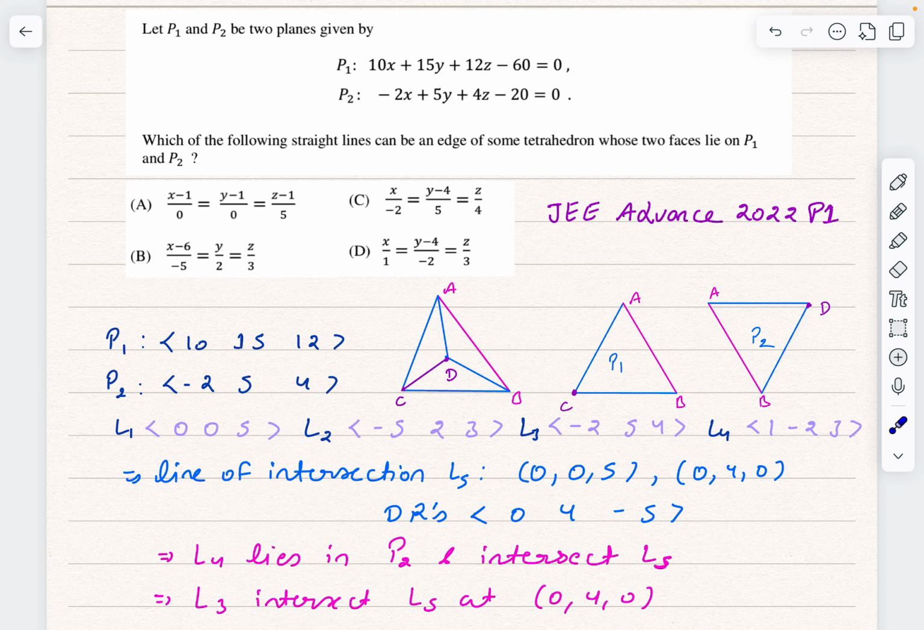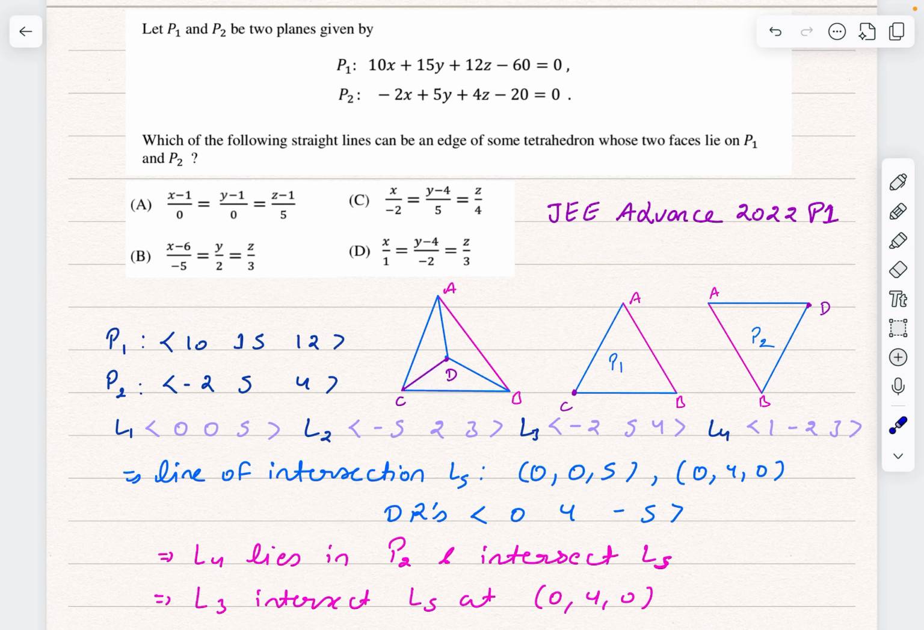In total there are six edges: 1, 2, 3, 4, 5, 6. You see, three of them are part of P1. P2 will have one common with P1 and two more edges. So in total, five edges they will cover, and only one edge, CD, will be left.